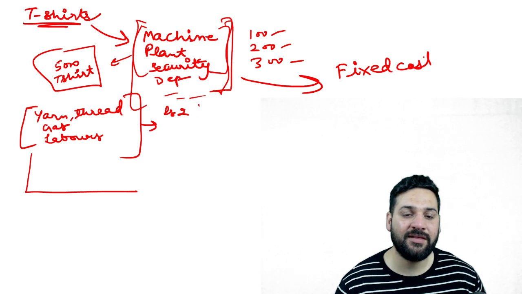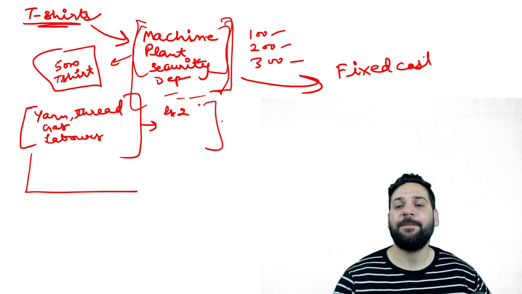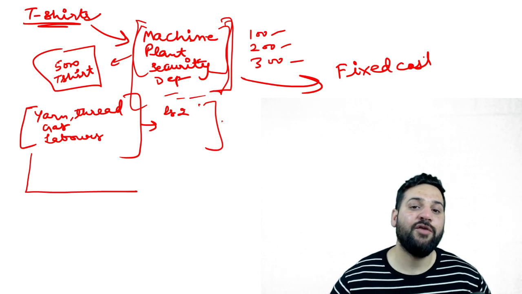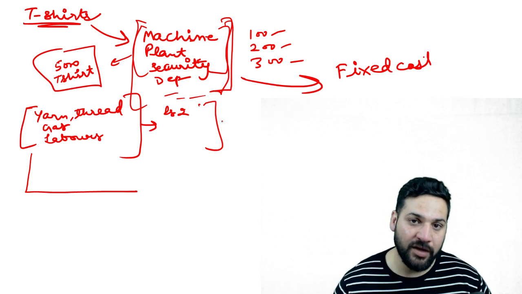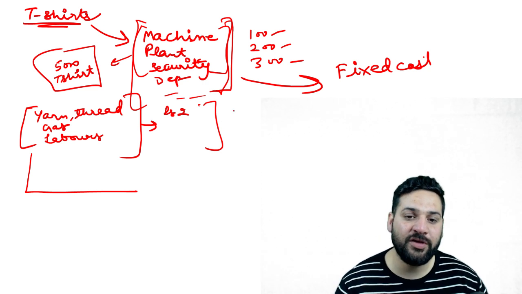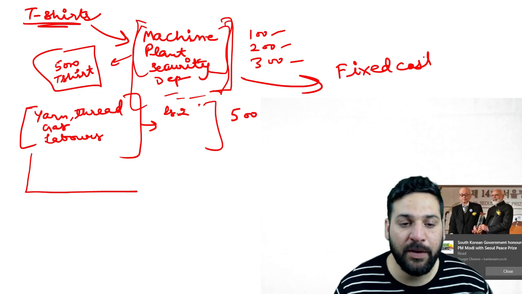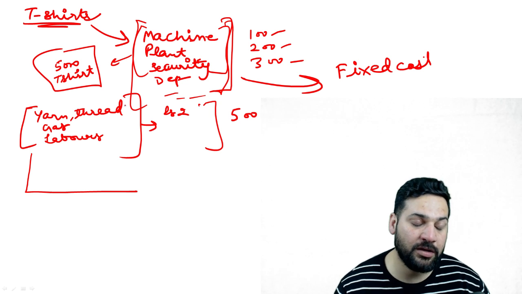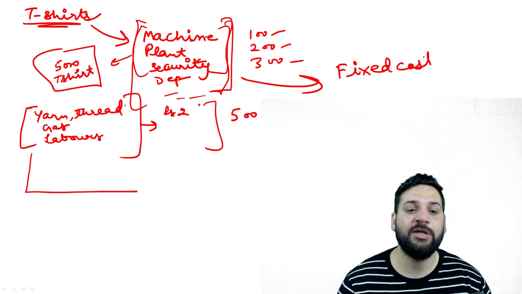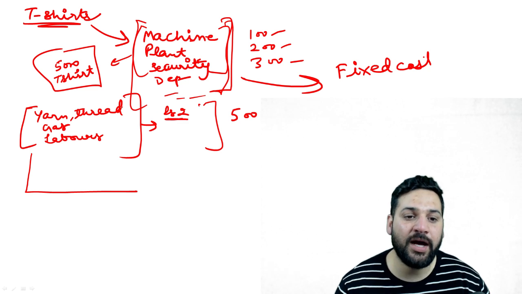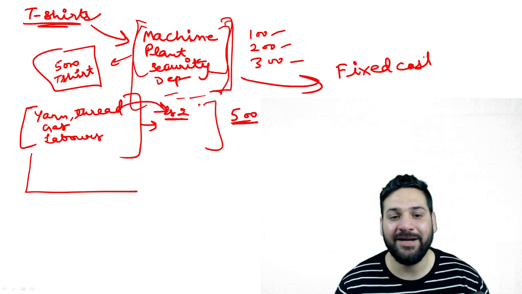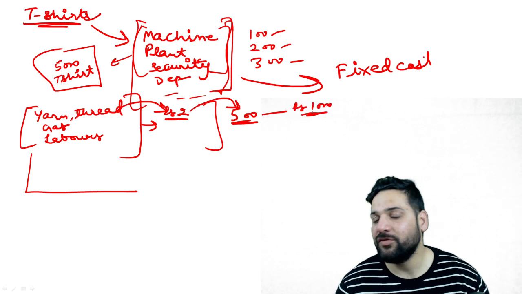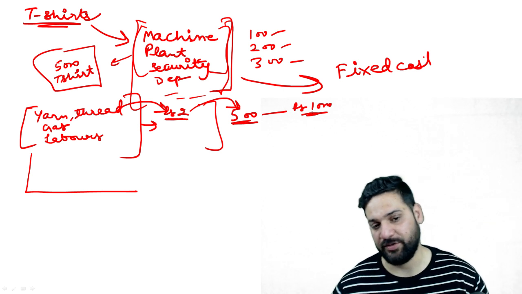So if you are producing, let's say, 100 units, you need to multiply the per unit cost. Obviously, you will only buy the yarn if you are producing the same number of t-shirts. So for producing 1 unit of t-shirt, you need ₹2 worth of yarn, and right now your demand is 500. Obviously, you will buy the yarn for ₹1,000. So it changes with every unit of production, right?